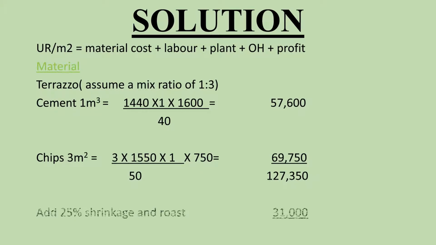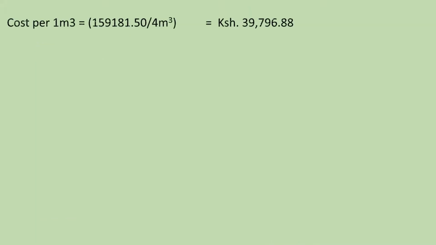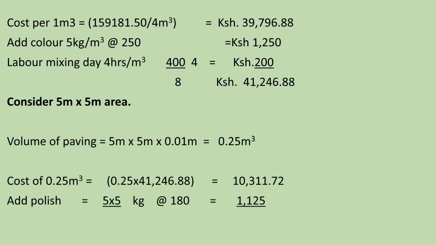The total cost for the cement and chips shall be 127,350. Then we should add an allowance for shrinkage and waste, which is 25%. So 25% of 127,350 is 31,837.50. We add and get 159,187.50. Then we shall find the cost per meter cubic, because now we have the cost for the 4 meter cubic. So we shall divide the total cost by 4. When we divide, we get 39,796.88.